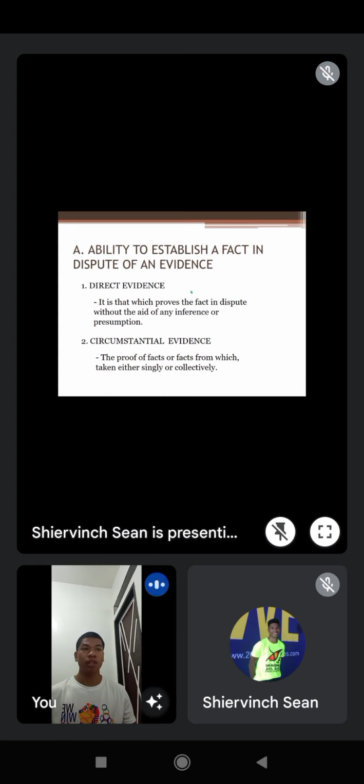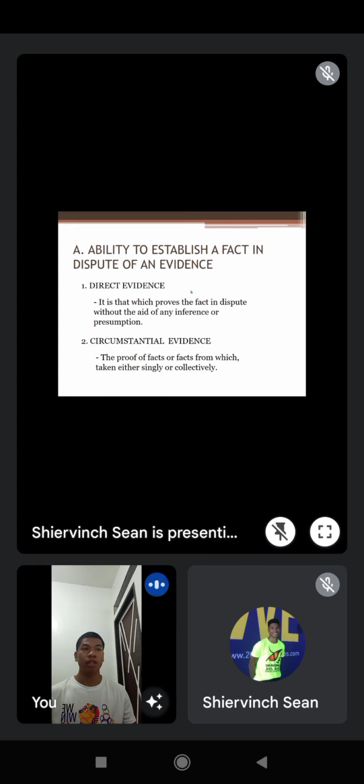Direct evidence is that which proves the fact in dispute without the aid of any inference or presumption. In short, it is the evidence being presented that corresponds to the precise or actual point at issue. This is the evidence presented as a proof that links to the issue of a crime. Next is the circumstantial evidence.